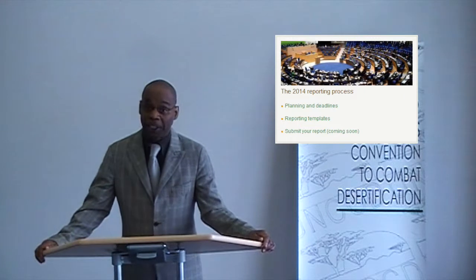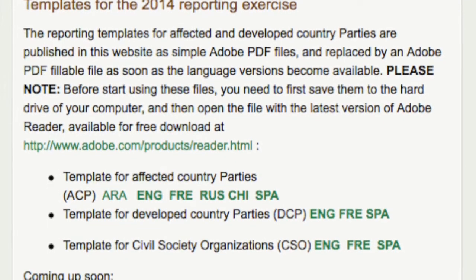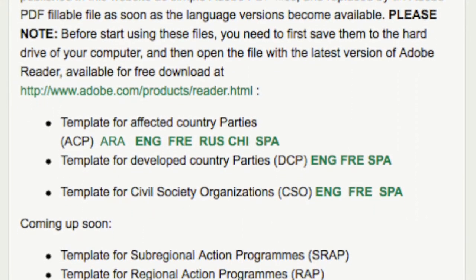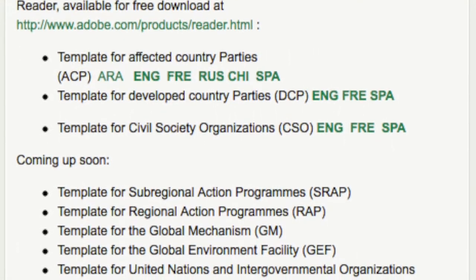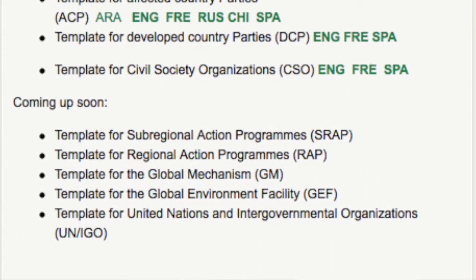One for the ACP, which is affected country parties, one for developing country parties, one for the SRAP reporting, one for the RAP reporting, one for the UNIGO reporting, one for the GF, one for the Secretariat, and of course one for the GM. All these are different templates for these different reporting entities.